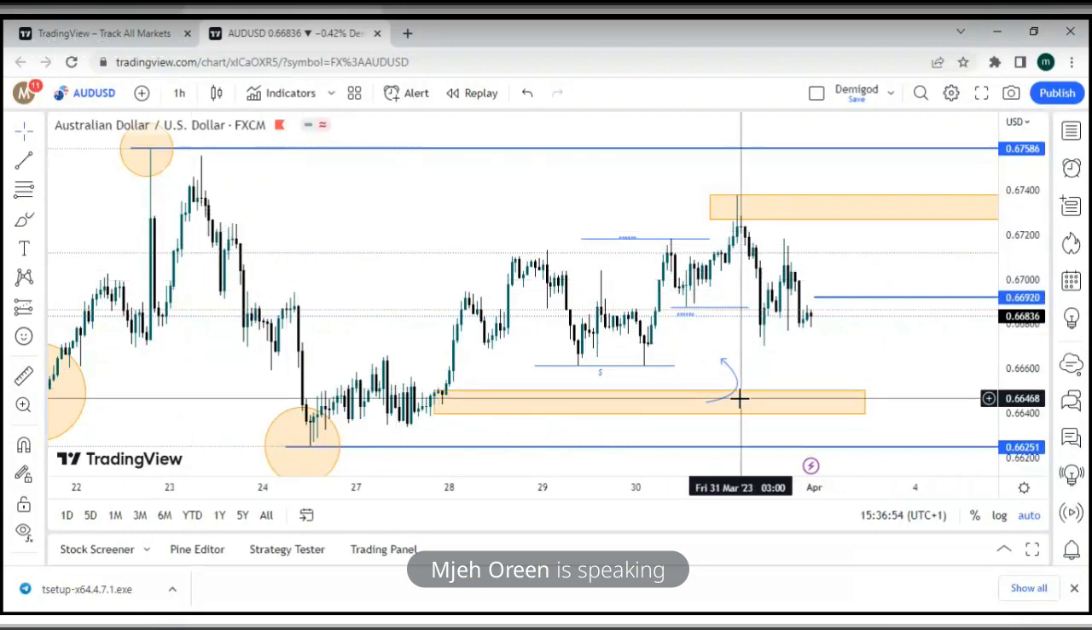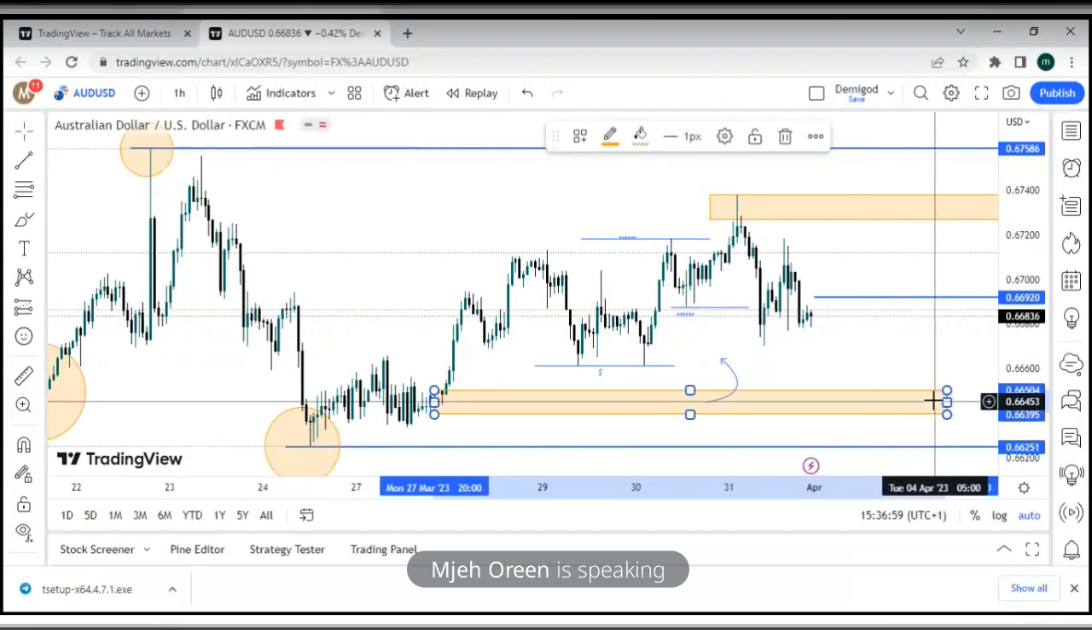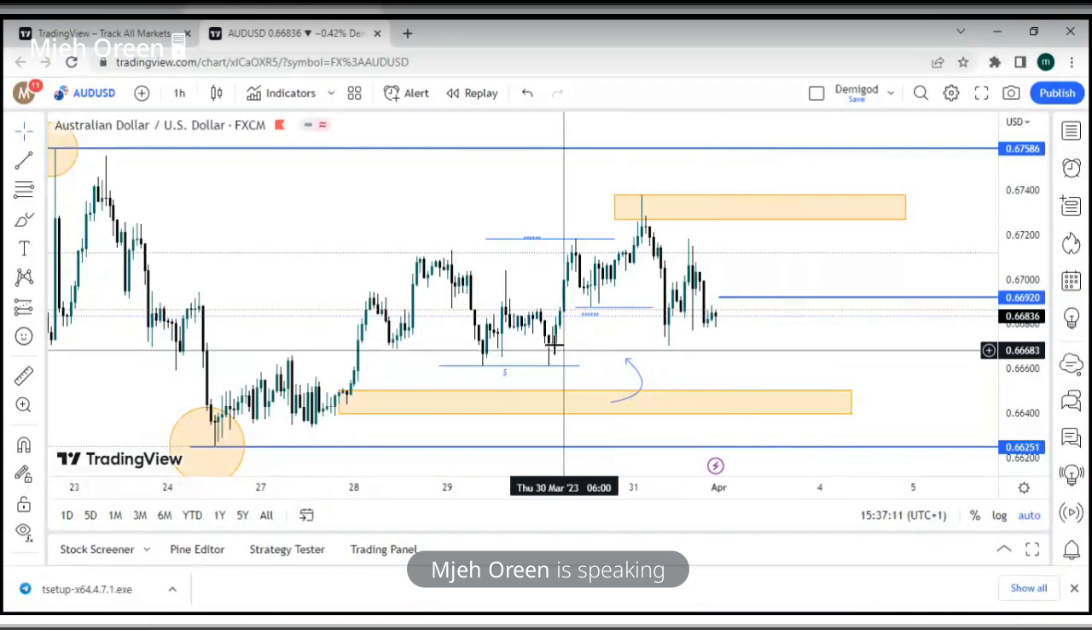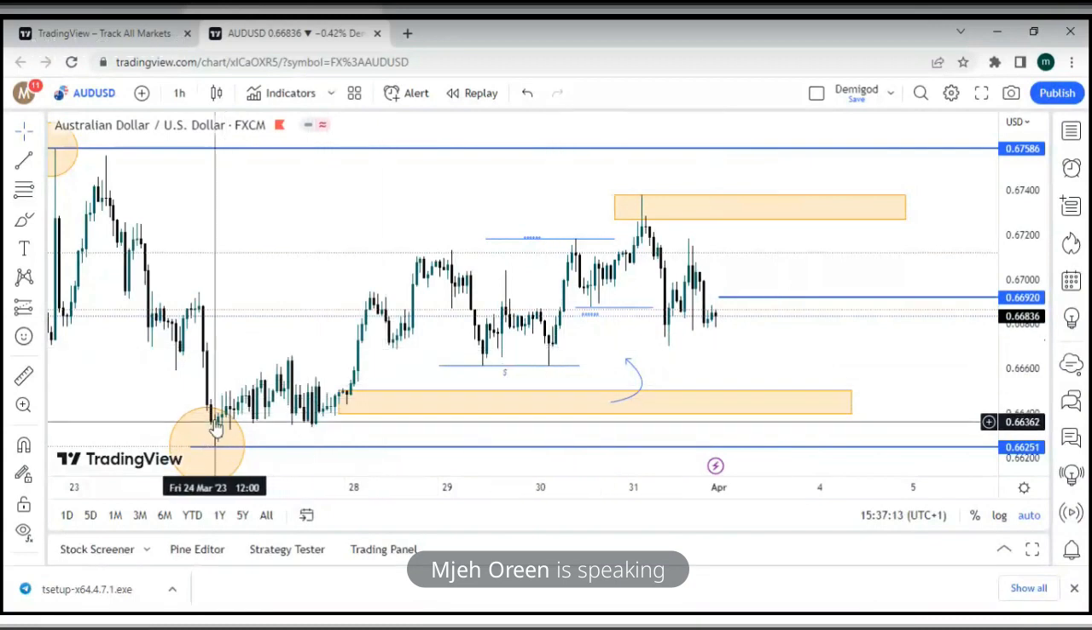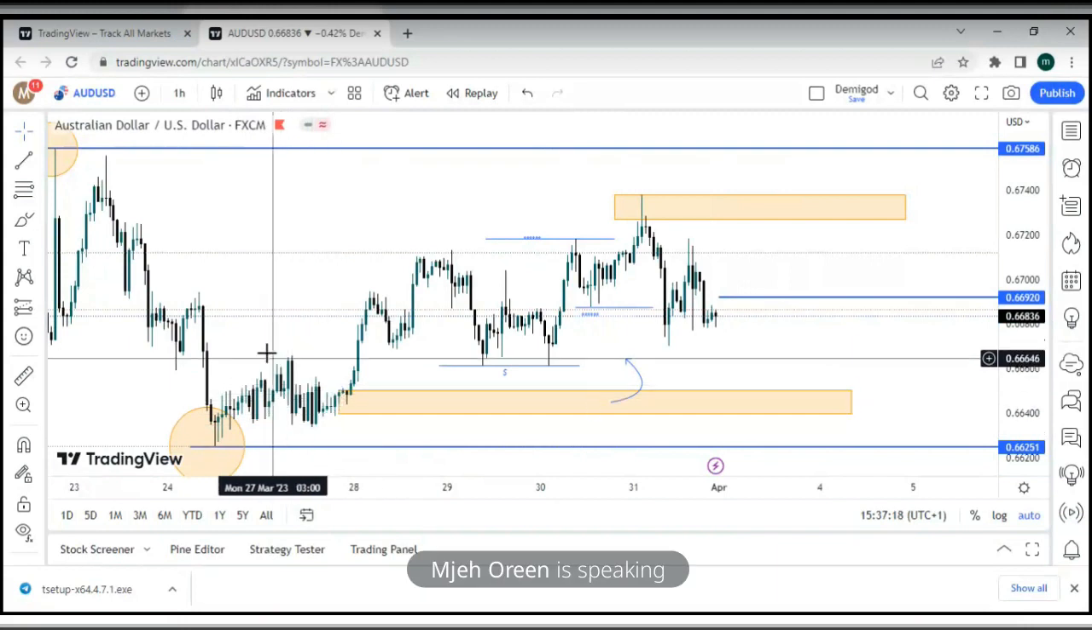So I'm interested in this zone actually. And this zone is 0.66504. That's the zone I'm interested in for this week. And the reason why I'm interested in that zone is you can see the market was choppy all this while. From here it was choppy.